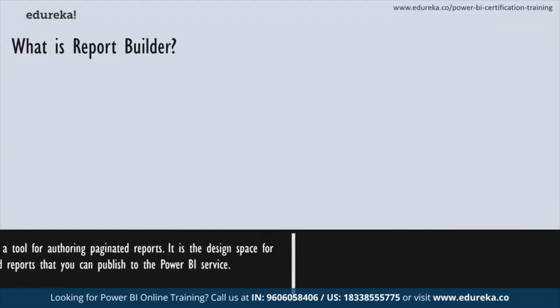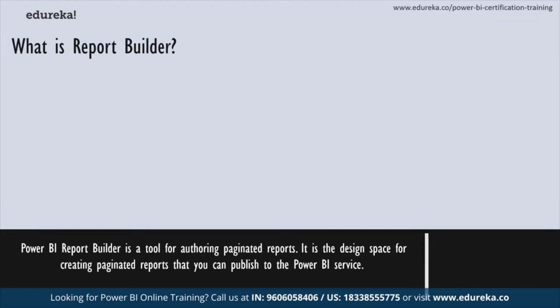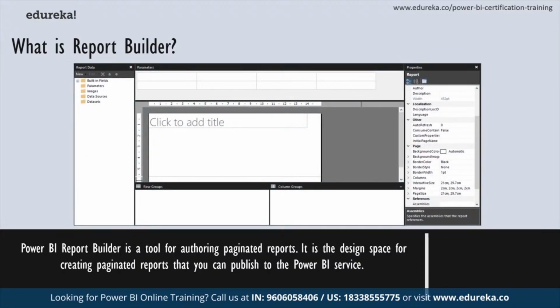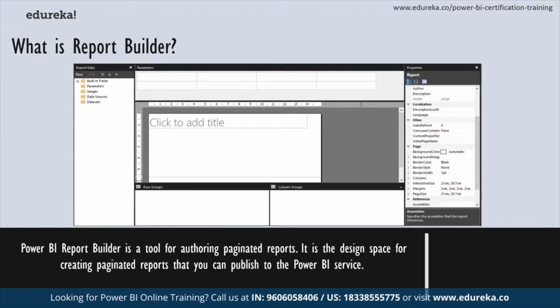Now, the report design view in the Power BI report builder is the design space for creating paginated reports, as the name suggests. You can publish it to the Power BI service, as I had mentioned before, and the design surface is at the center of the report builder with ribbons and panes around it. Now, the design surface is where you add and organize your report items. Basically, we're going to discuss in brief the panes you use to add, select, and organize your report sources and change report item properties.